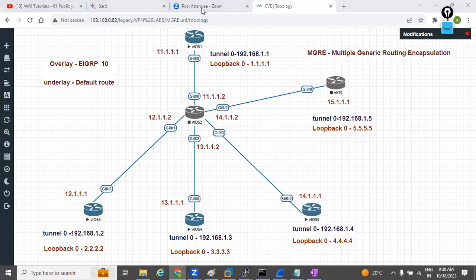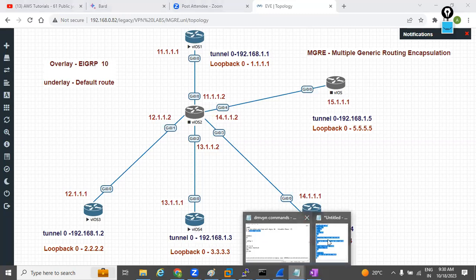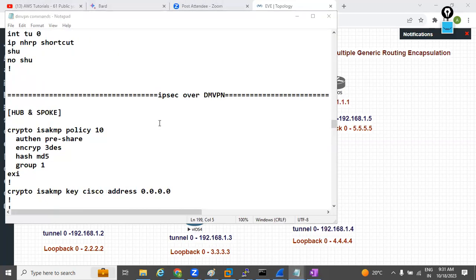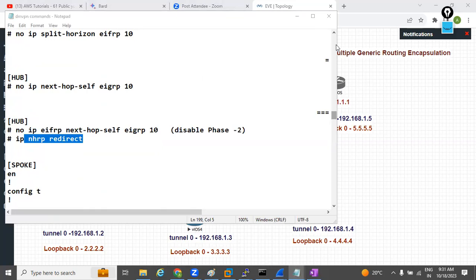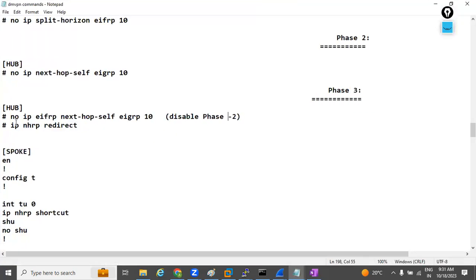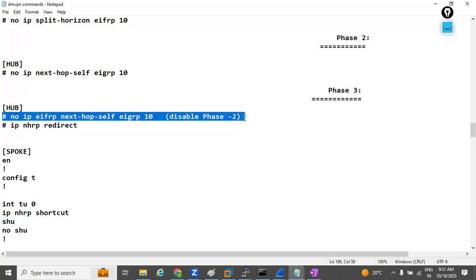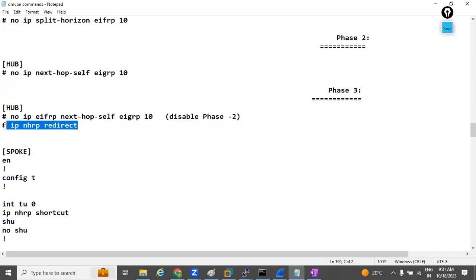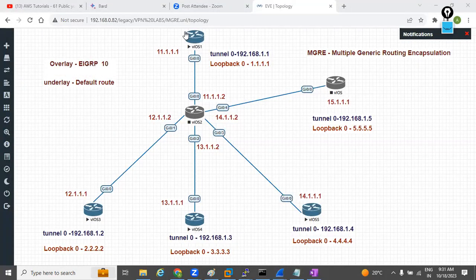Spoke to spoke communication was enabled with phase 3. I have a notepad where I have already mentioned how to enable phase 3. First of all, disable phase 2 and take it back to phase 1, then configure IP NHRP redirect on the hub, and on the spoke, IP NHRP shortcut. This is already uploaded. Clear? So guys, any doubt, any questions, anyone?